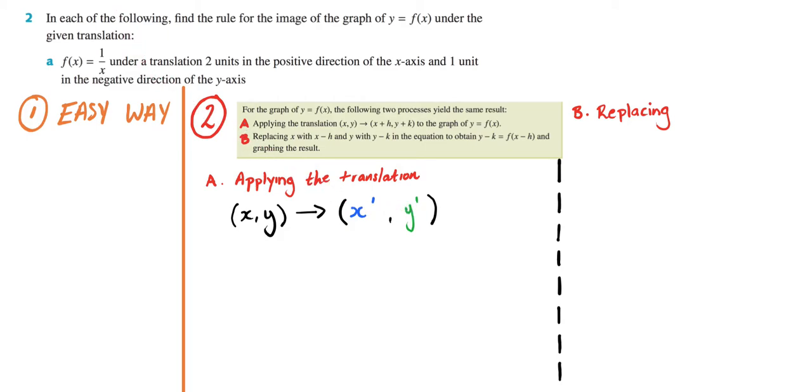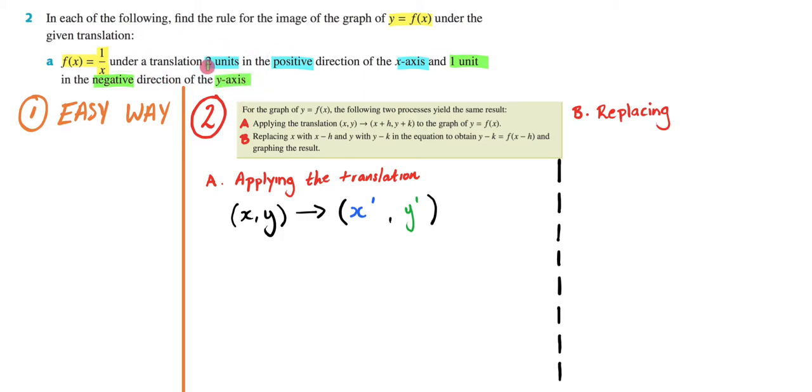So we're doing exercise 7a, and in this video I'll be answering question 2a, which says, in each of the following, find the rule for the image of the graph of y equals f of x under the given translation. We've been given the function f of x equals 1 over x under a translation of 2 units in the positive direction of the x-axis and 1 unit in the negative direction of the y-axis.